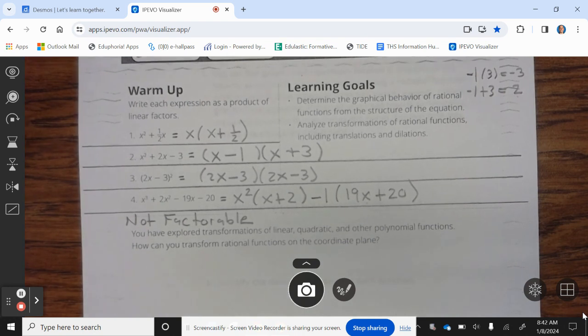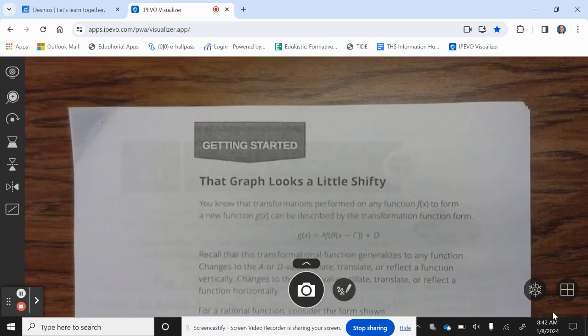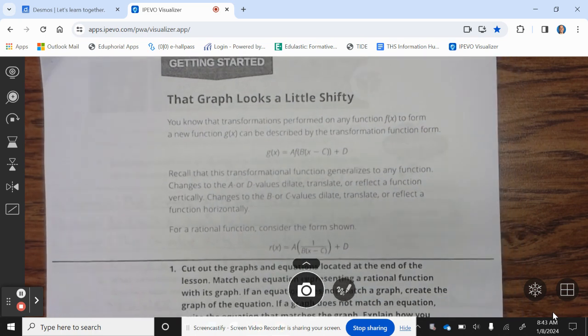All right, let's take a look at the next page. Getting started. That graph looks a little shifty.